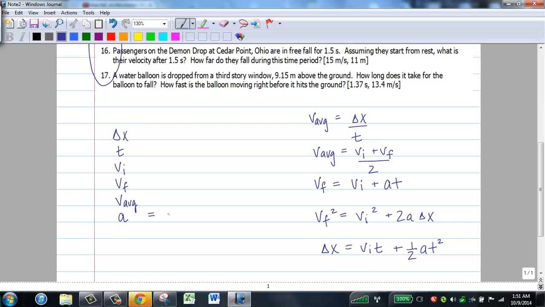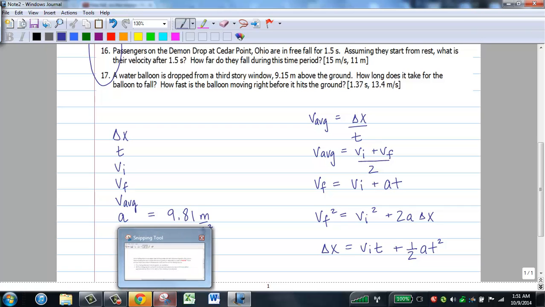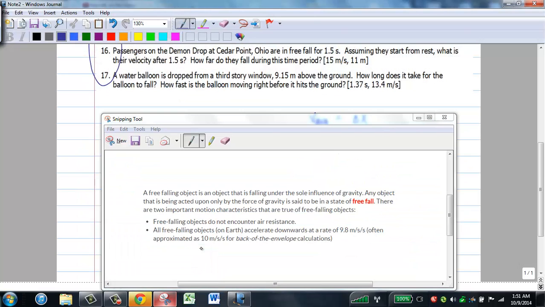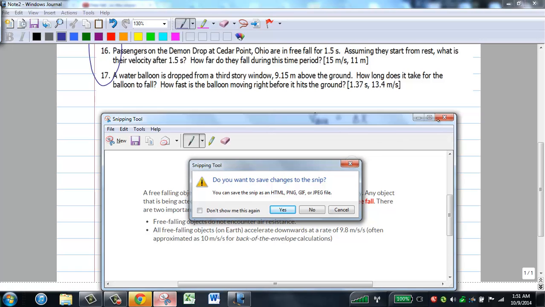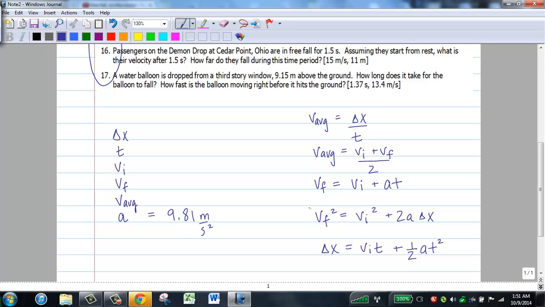Since the acceleration of an object in free fall is 9.81 meters per second squared, all they have to do is tell you that the object is falling, and you will automatically know that that acceleration is 9.81 meters per second squared.